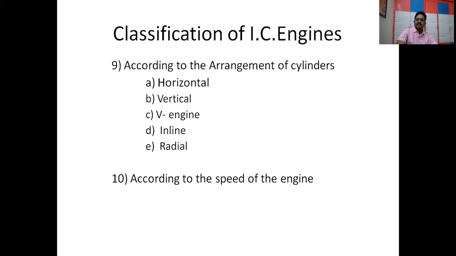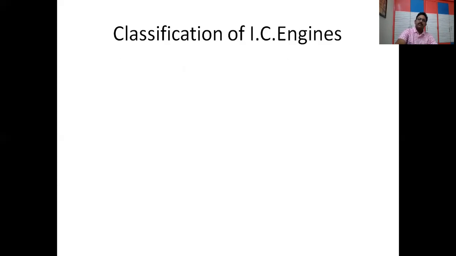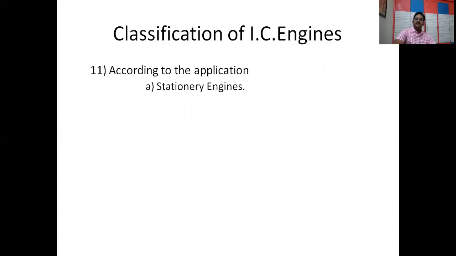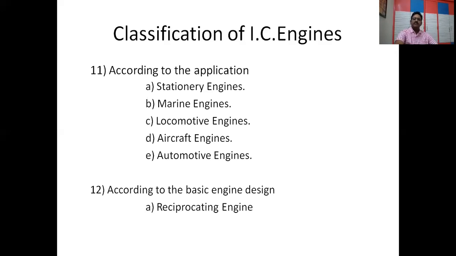According to the speed of the engine, we have low speed, medium speed, and high speed engines, based on the maximum speed that an engine can perform. According to the application, we can classify them as stationary, marine, locomotive, aircraft, or automotive engines. And according to the basic engine design, we classify as a reciprocating engine or a rotary engine.